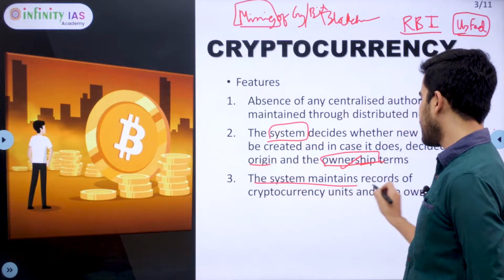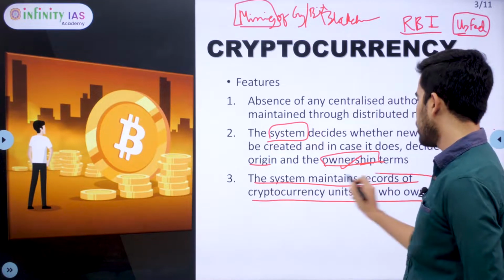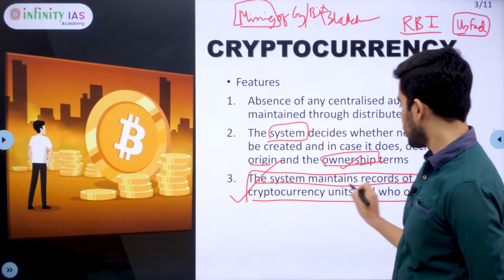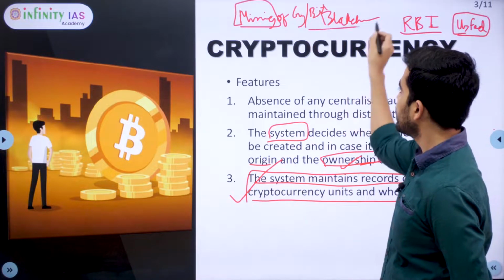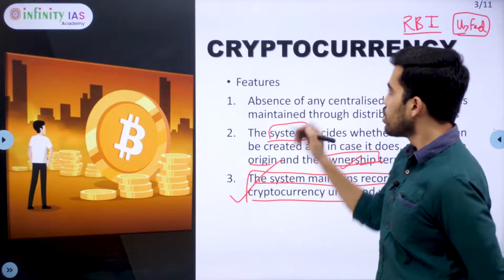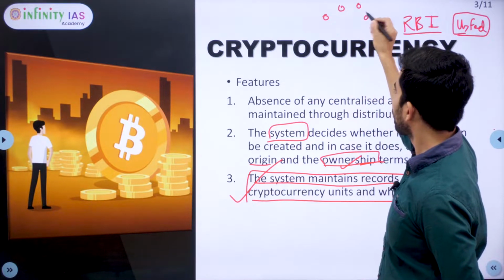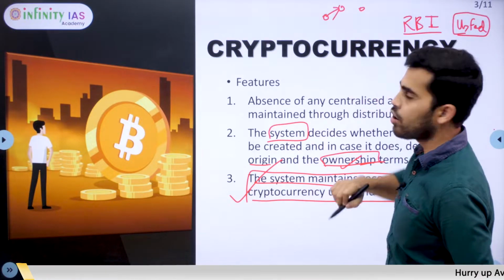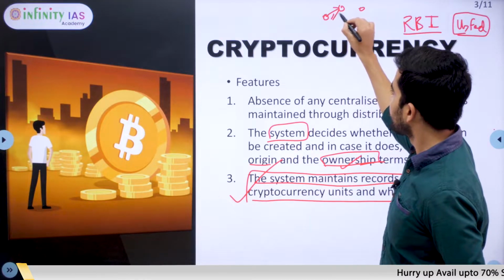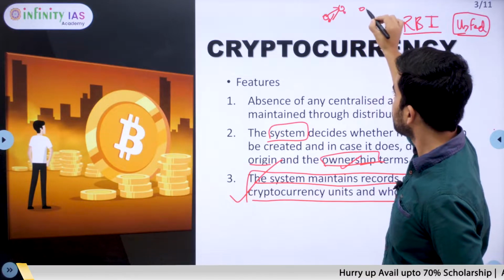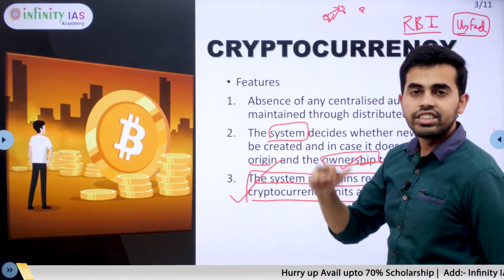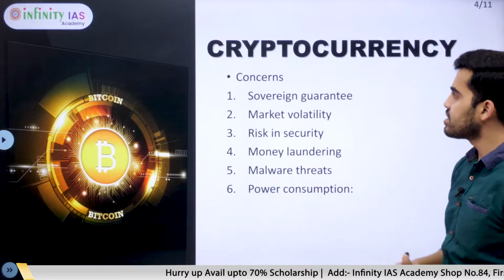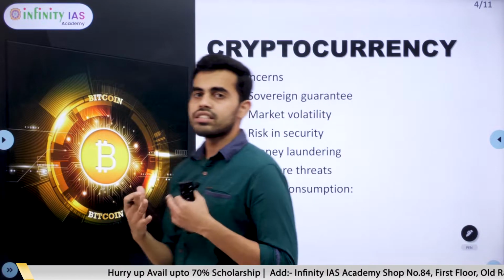Next comes: the system maintains records of cryptocurrency units and who owns them. This is a very important feature. We have already learnt that the records of cryptocurrency will be maintained through blockchain technology. So for example, there are three people holding Bitcoin. If this person transfers Bitcoin to this person, the transaction will be recorded with him as well as him. So that is how, with distributed ledger technology, the transaction will be stored. Seeing the features of cryptocurrency, we will now see what the concerns of cryptocurrency are.